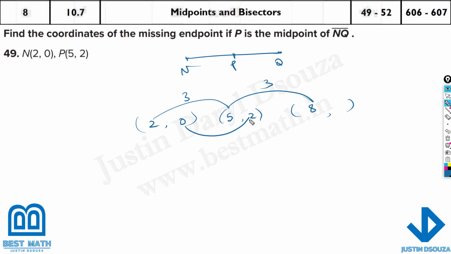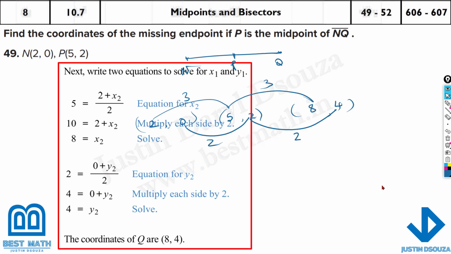What about here? From 0 to 2, it's 2. From 2 to this, it should be 4 because you add up 2 to 4. So the point is 8 and 4. We got the same answer just a while ago as well. You can see the answer is 8, 4.